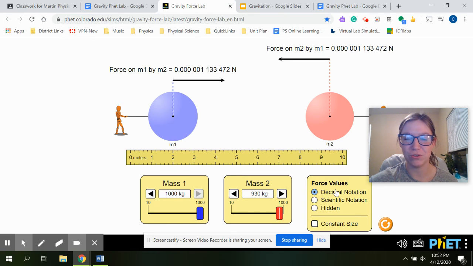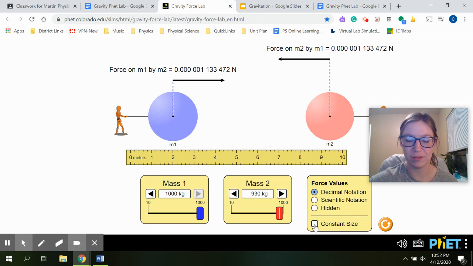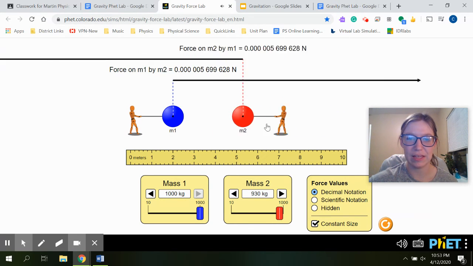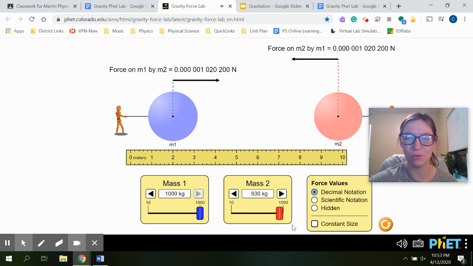Force values. So here's going to be a kind of confusing thing. I would prefer you guys not press the constant size. That just kind of keeps the masses as is. You can play around with it if you want, but it's more fun, I think, to play with the masses. The force values you're going to want to keep open. It is your preference. You can either have it in decimal notation, so it's 0.000001 and then so on, or you can change that to scientific notation, so times 10 to the negative 6.